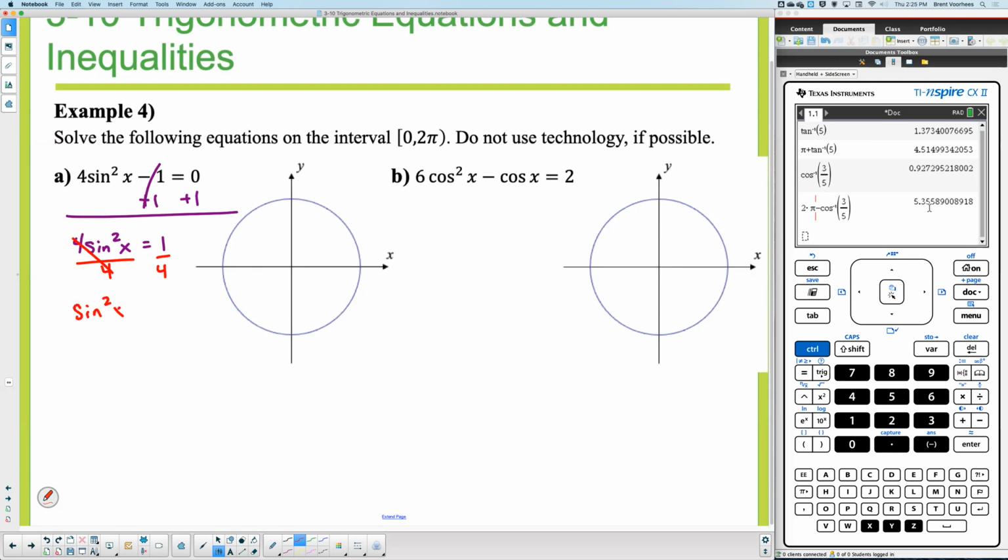So sine squared x equals 1/4. Now, before I can go to the unit circle, I still need to get rid of the squared. I need to isolate the trig function, which we haven't done yet. What is the opposite of a squared? A square root.